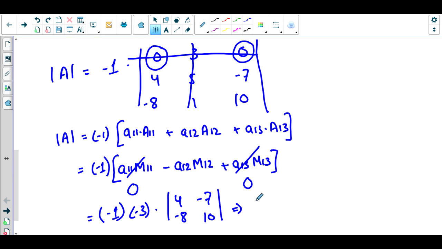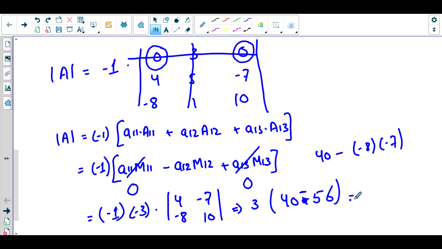This is 3, minus 1 into minus 3 is 3, 4 tens are 40, plus 7 eights are 56. Here it is 56, but the determinant will make it negative. 4 tens are 40, minus 8 into minus 7. So what you will get here is 40 minus 56 times 3. The answer will be minus 48.